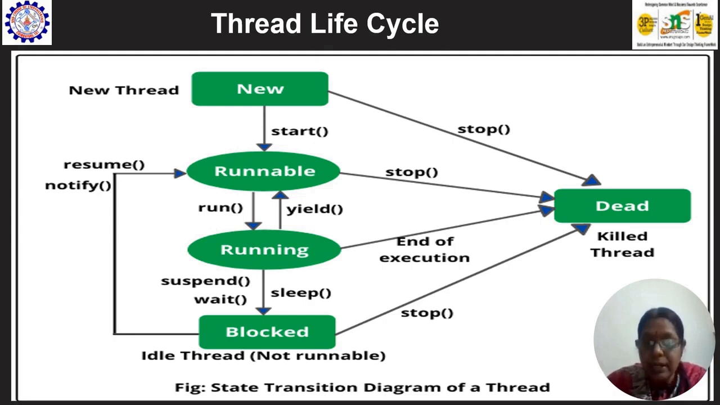When the thread is running and when it completes its execution, you can stop the thread using the stop method. Actually, the stop method has now been deprecated and is not particularly used with thread execution, but a thread stops once the program terminates. That means the thread automatically stops once the program terminates. And when the thread stops, we call that particular state dead. That is, the thread has been killed.